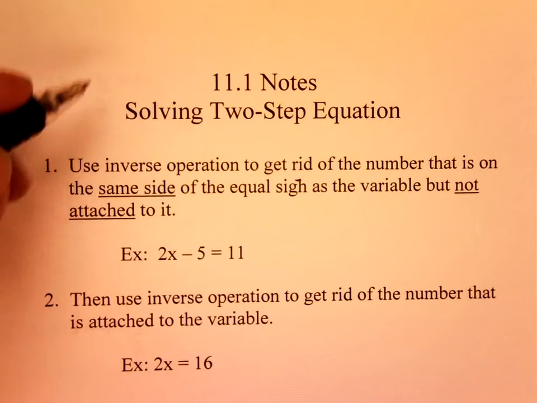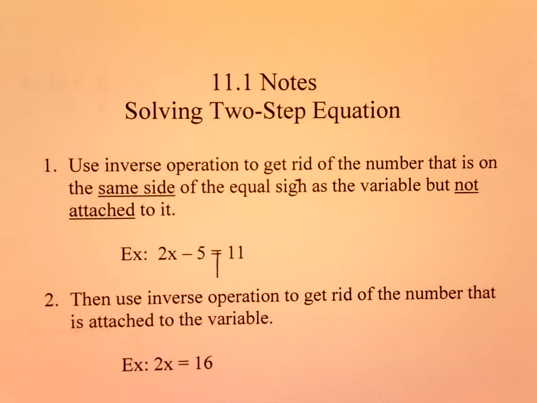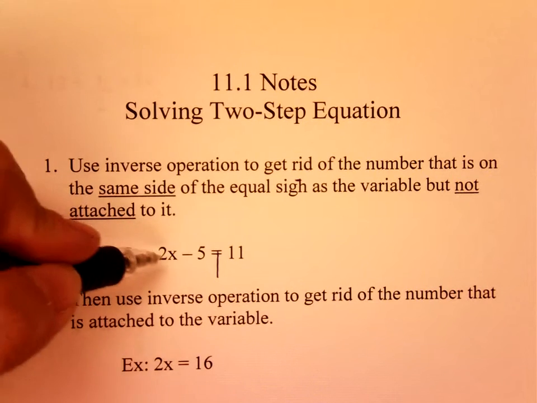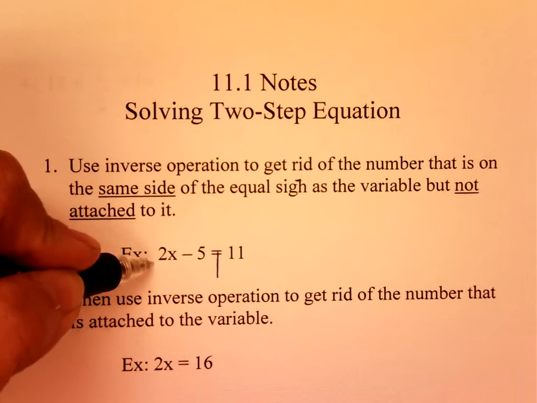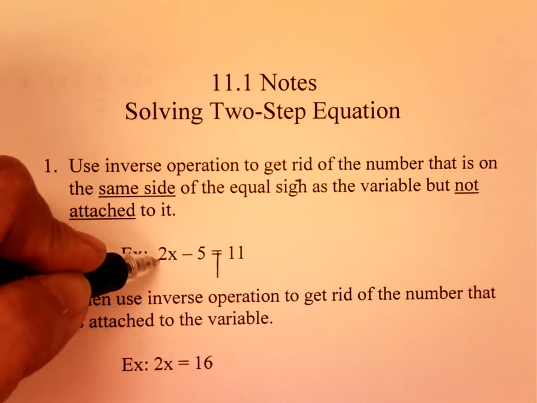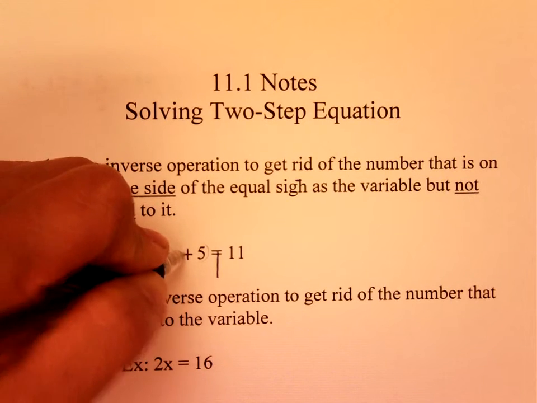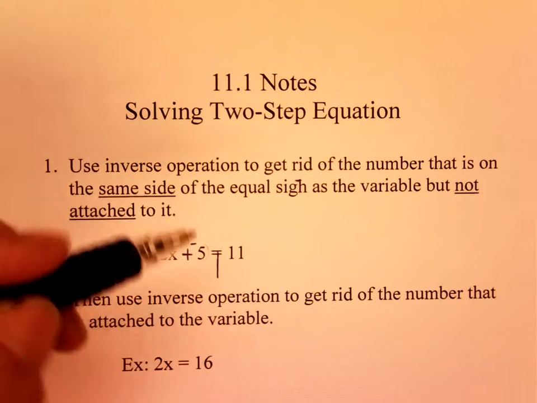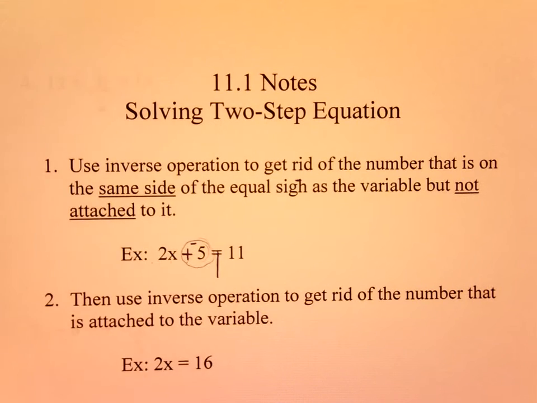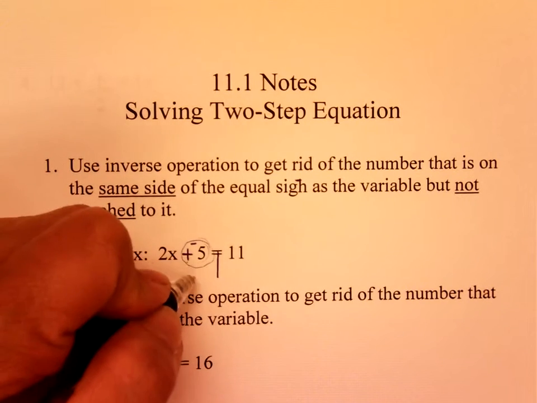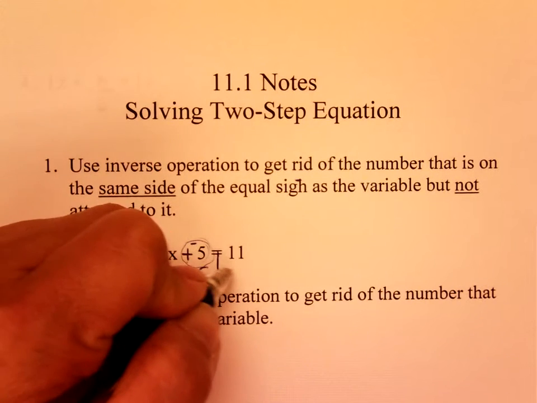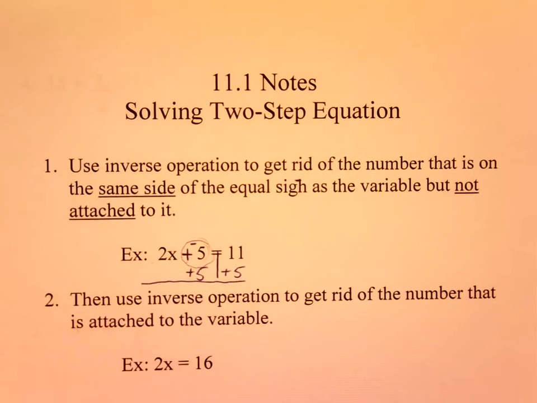So you make a line here, and find a number that's on the same side as the variable. Look at this side right here, but it's not attached to the variable. Well, 2 is attached to the variable, so now you look at the -5. Remember, we're changing the subtraction sign to addition and make this a -5. So now you want to get rid of this -5 first. So the opposite of -5 is positive, so you're going to add 5 on both sides of the equal sign. The -5's cancel out, and you'll get 2x is equal to 16.